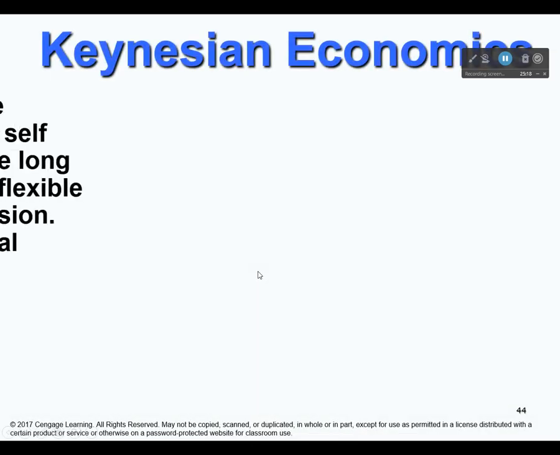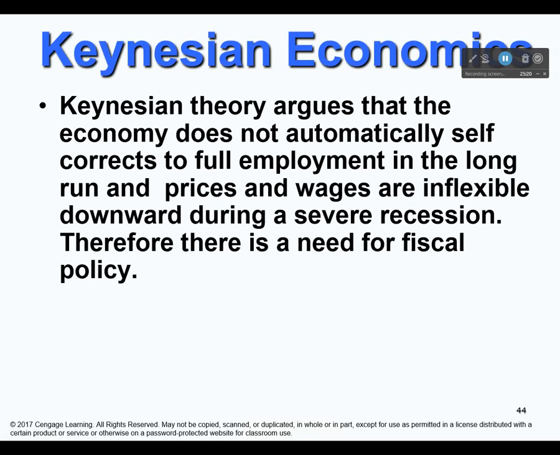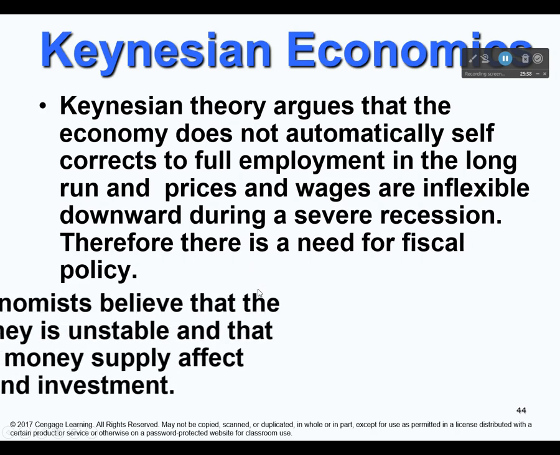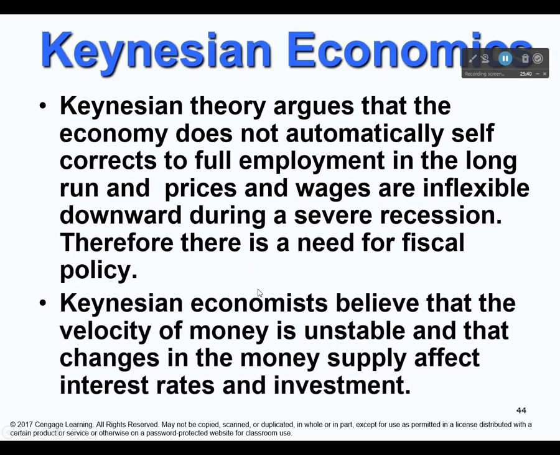Okay. Keynes comes along, and he argues that the economy does not automatically self-correct to full employment in the long run, and that prices and wages are inflexible in the downward direction during a severe recession. Therefore, there is a need, according to Keynes, for a fiscal policy. Keynesian economists believe that the velocity of money is unstable and that changes in the money supply affect interest rates and investment. And that was where we went the long way around with the Keynesians.